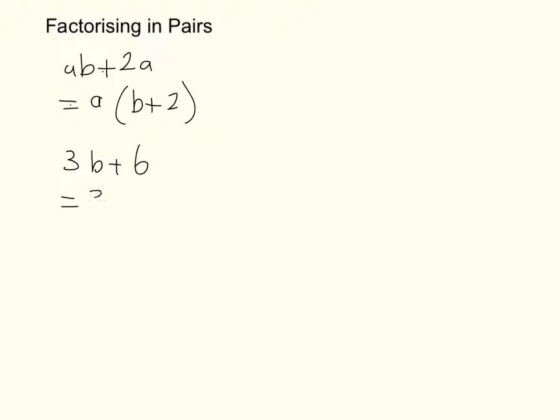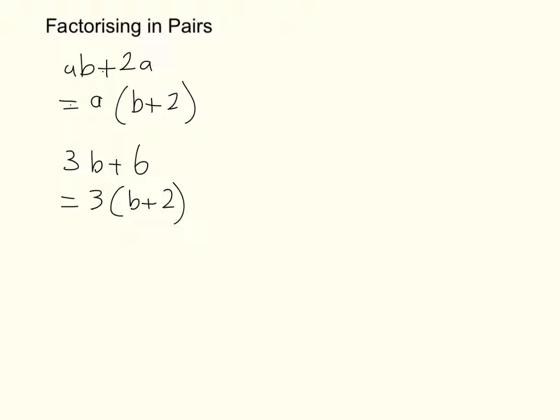Okay, what we're having a look at here is factoring in pairs. From our last video we learned that if I had something like AB plus 2A, we're looking for the highest common factor, and in this case it's A, so I've just got A outside of B plus 2. And if I've got something like 3B plus 6, well again my common factor at that time is 3, so I've got 3 outside of B plus 2. They're just a single common factor that they share.